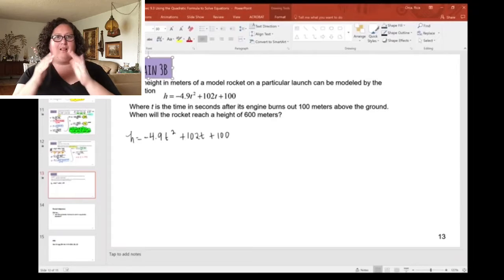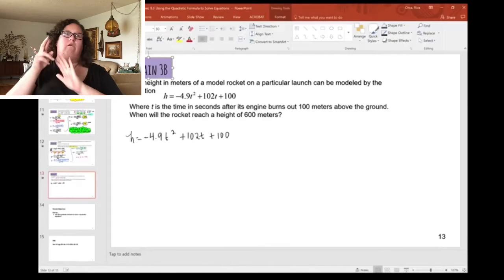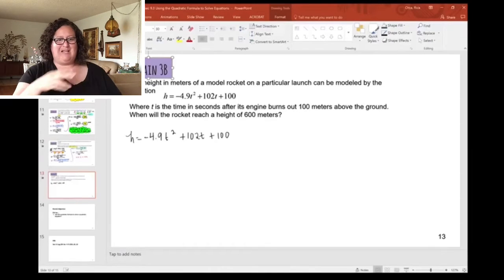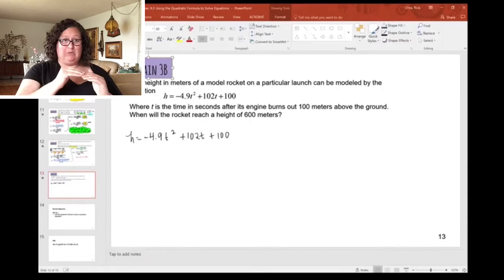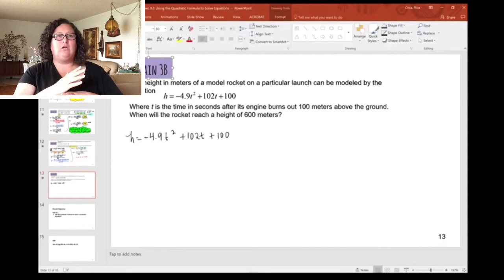In this problem, the height in meters of a model rocket on a particular launch can be modeled by the equation h equals negative 4.9t squared plus 102t plus 100, where t is the time in seconds after its engine burns out 100 meters above the ground. When will the rocket reach a height of 600 meters?